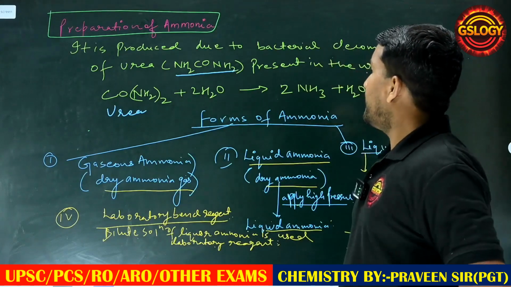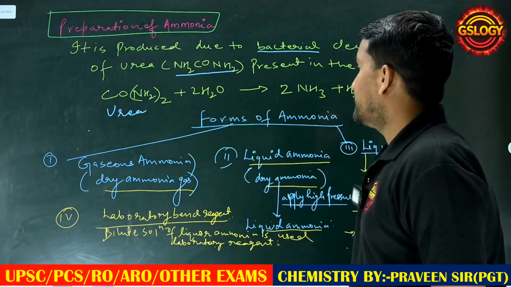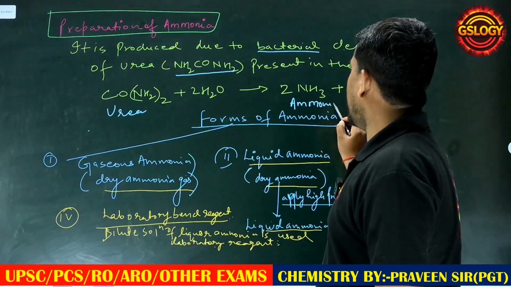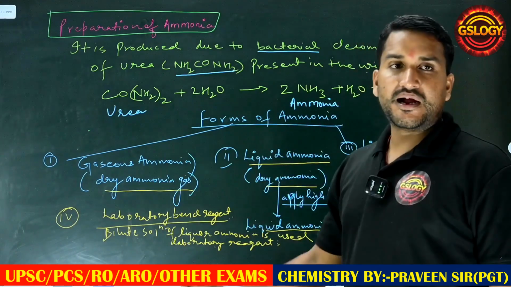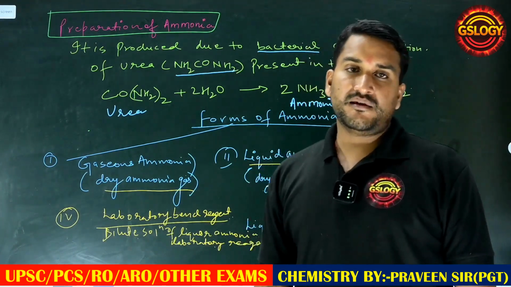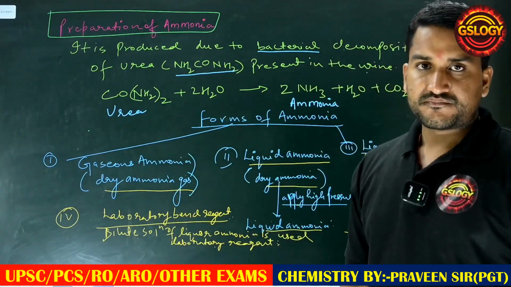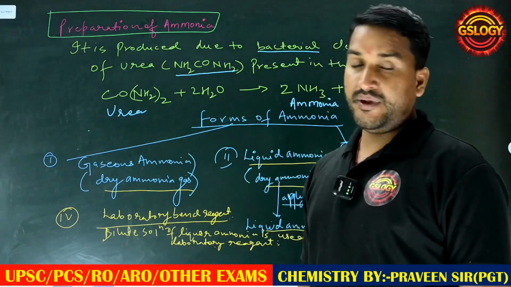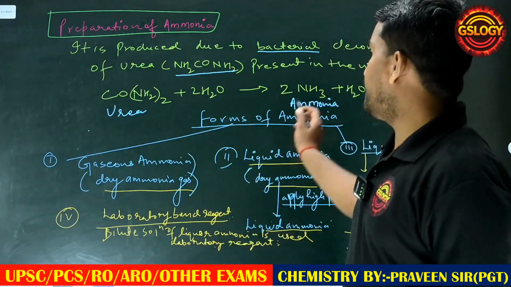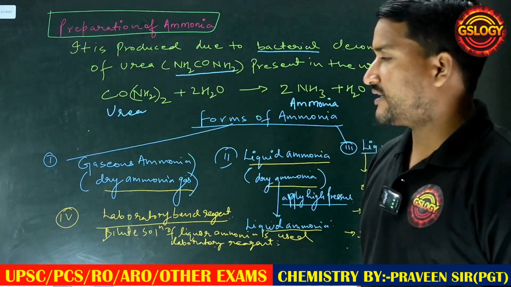When urea decomposes due to bacteria, then it will form what? Ammonia, water and carbon dioxide. So clear? By bacterial decomposition, you can obtain ammonia gas. When urea reacts with water, it forms ammonia, water and carbon dioxide.